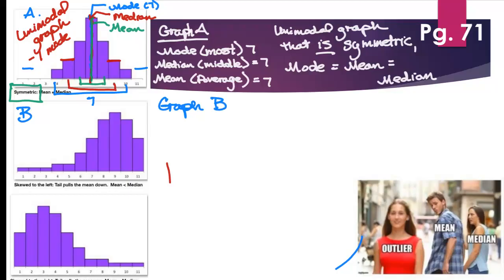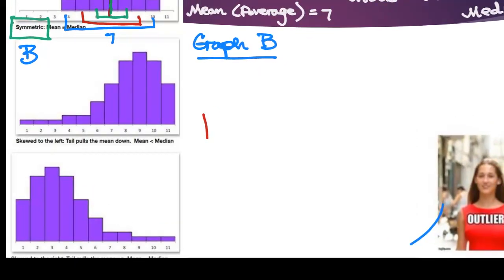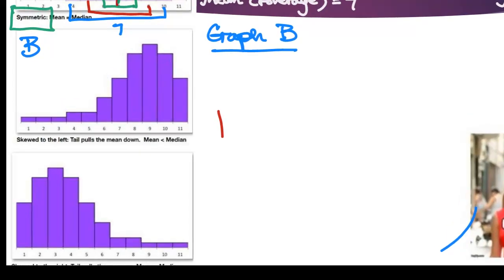Now, I'm going to tell you something, and let's actually take a look at what these words say. Graph B, these words say it is skewed to the left. Skewed, that is a word you might not have heard before. And it says the tail, and I'm going to put that tail in quotes, pulls the mean down. Okay, so this is not symmetric anymore. It doesn't look the same on the right as it does the left.